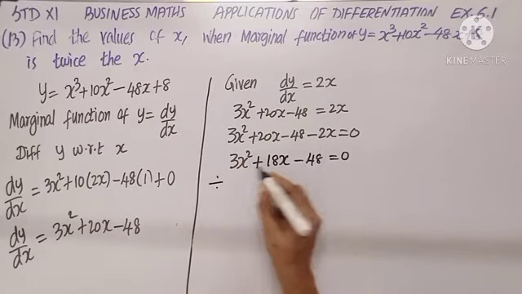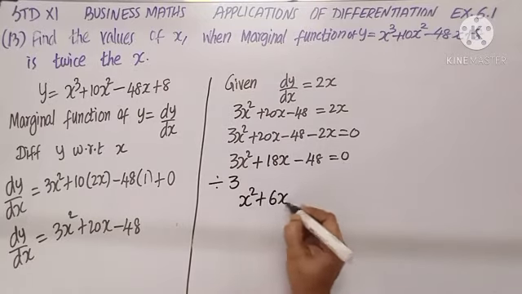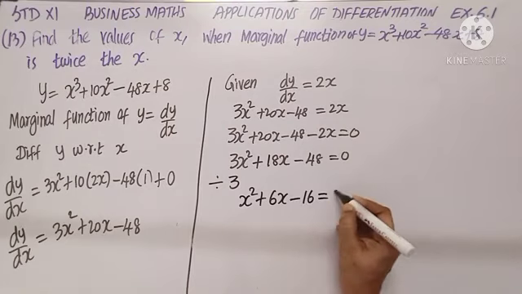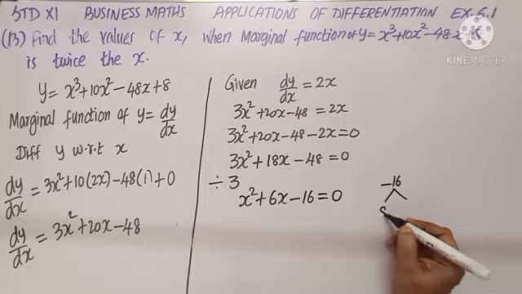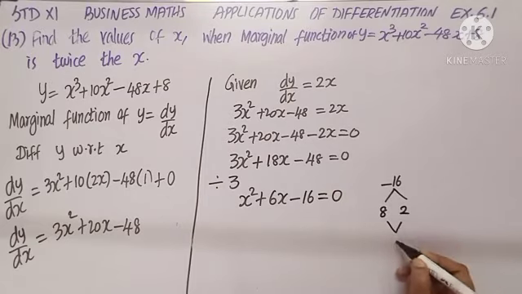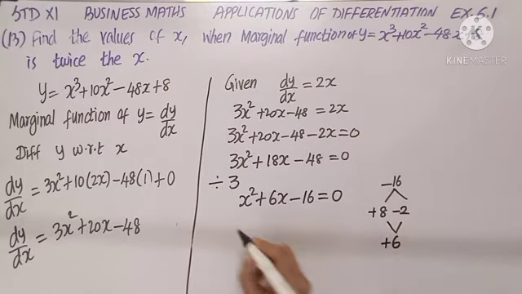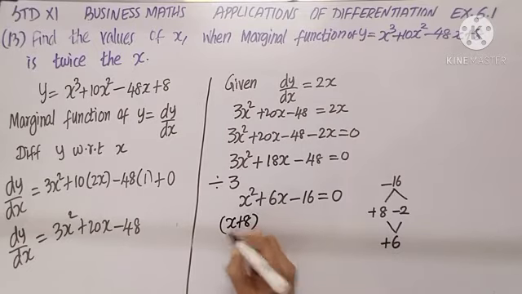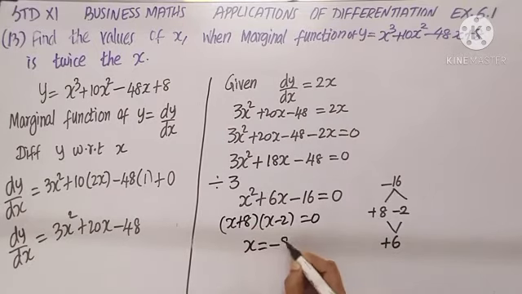Every term is divisible by 3, divide by 3. x square plus 6x minus 16 equal to 0. Factorizing for x, it is 8 2s are 16. I need plus 6 in the middle. So plus 8 minus 2. I get x plus 8 into x minus 2 equals 0, or x is equal to minus 8, 2.